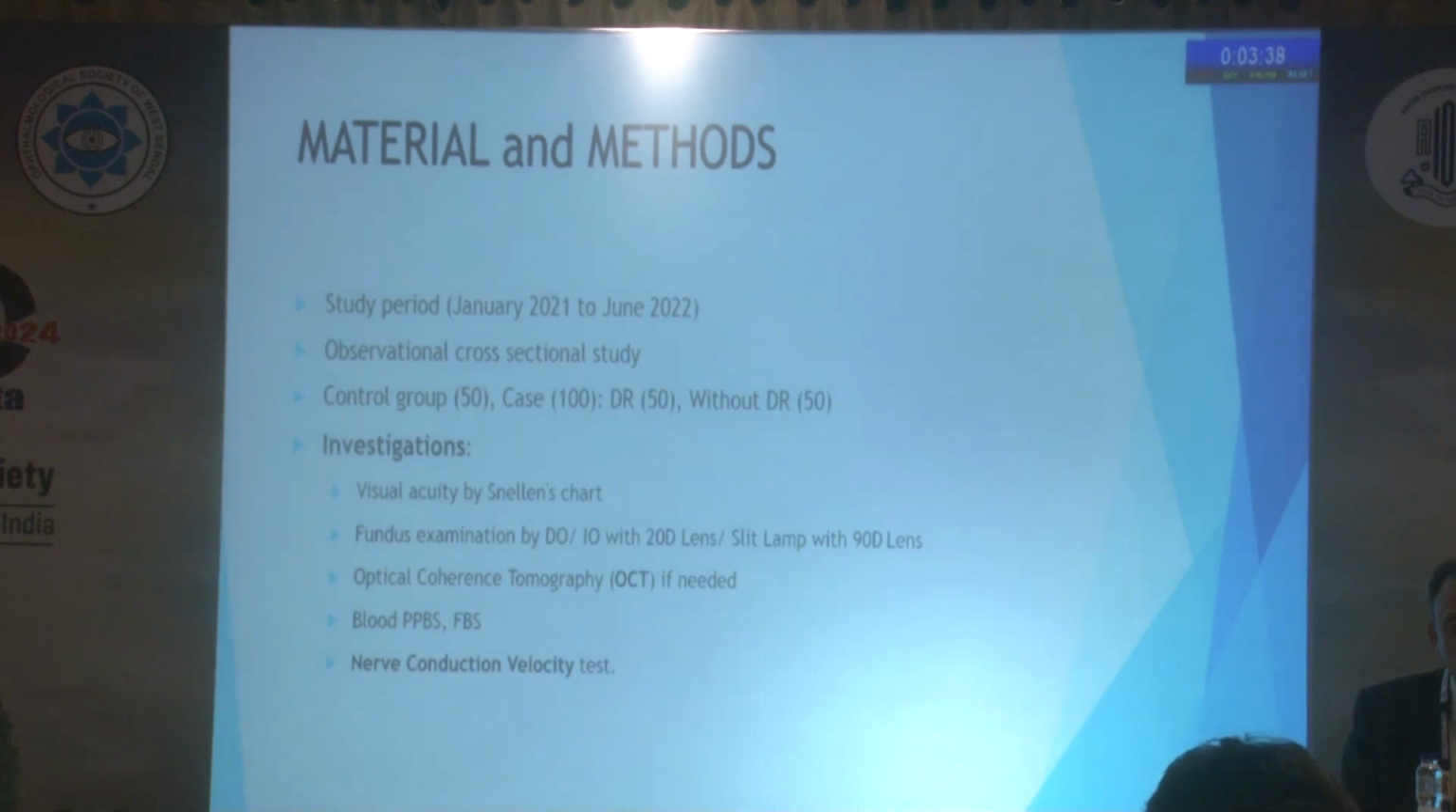We studied for a period starting from January 2021 till June 2022. It is an observational cross-sectional study, and we have 3 groups. One is the control group of 50, and cases total 100, within which there are DM without DR 50 and DM with DR 50. We have done many investigations. Among them, 2 specific investigations are nerve conduction velocity, and OCT for RNFL study.